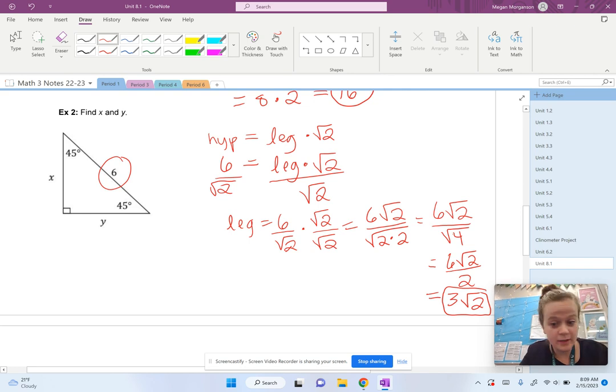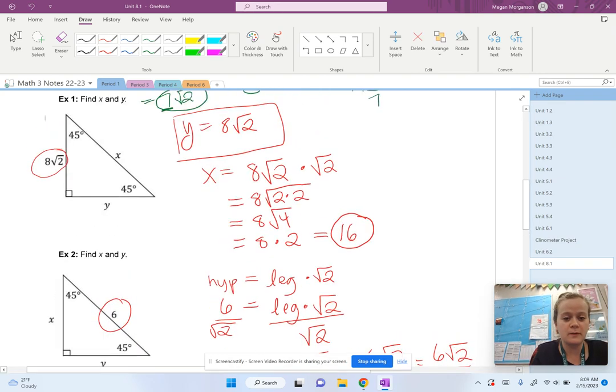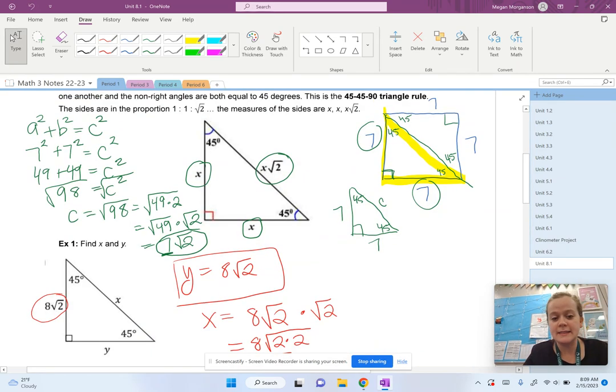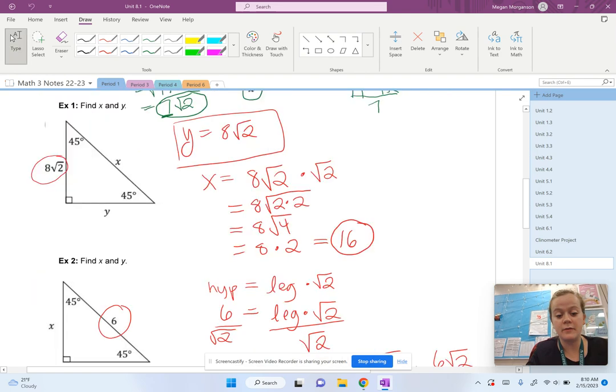is your leg. And if one leg is 3 root 2, the other leg also has to be 3 root 2. So the important thing to remember here with these 45, 45, 90 triangles is that the legs are both going to be the same. The hypotenuse is going to be the legs times root 2. You can be given a leg, you can be given a hypotenuse, and you should be able to figure out what the other things are. It just takes a little bit of algebra.